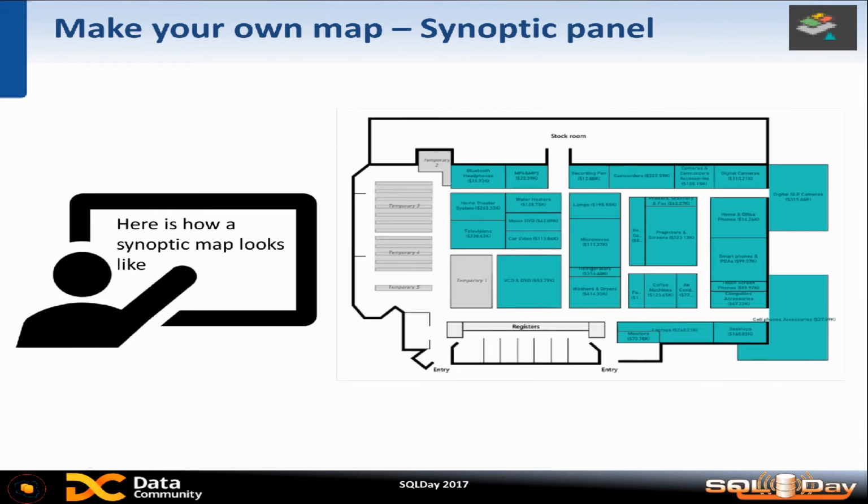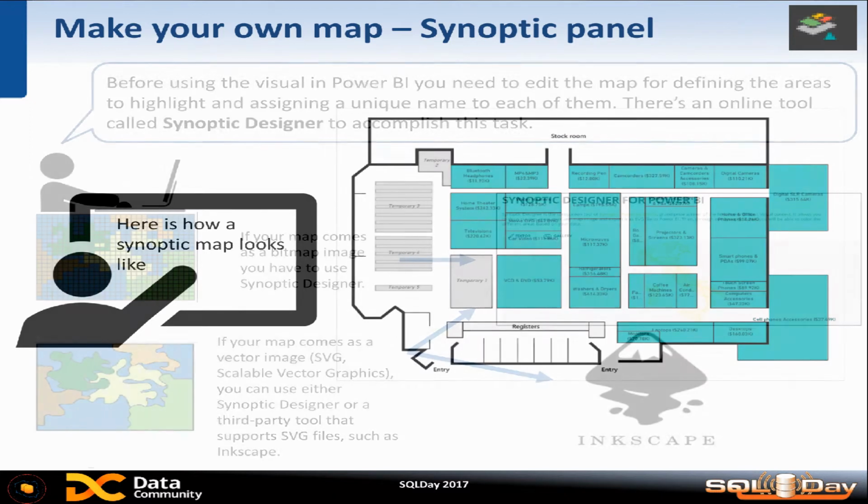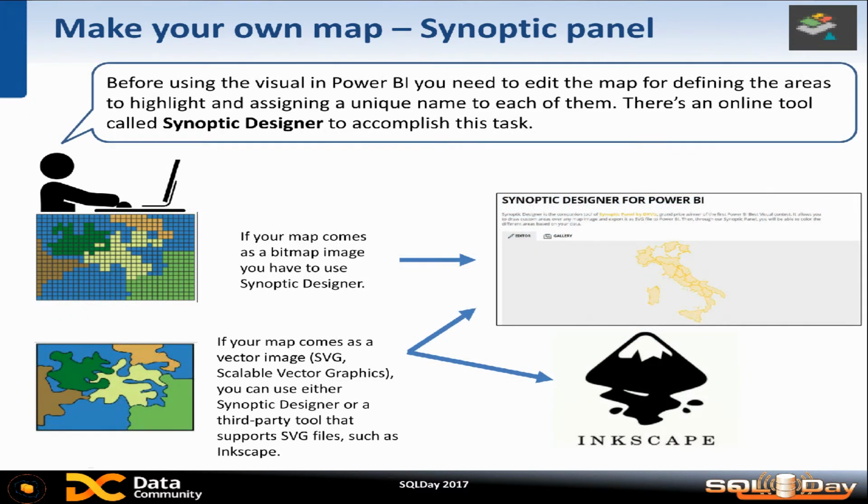This is how a visual made with Synoptic Panel looks like. You have an image, and you want to display data related to the image. This is a fictional store, for example. And you have data related to every department of your store. For using a synoptic panel, you have to create an image. There are two ways to create an image.